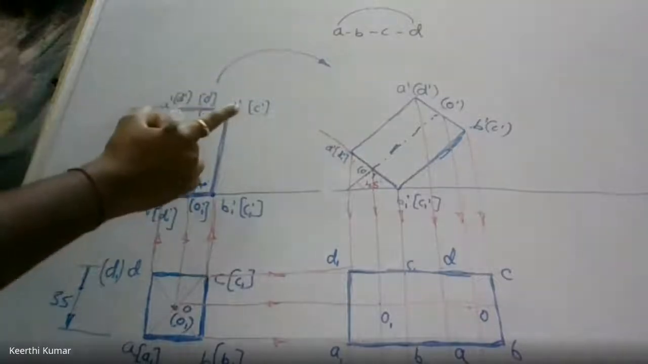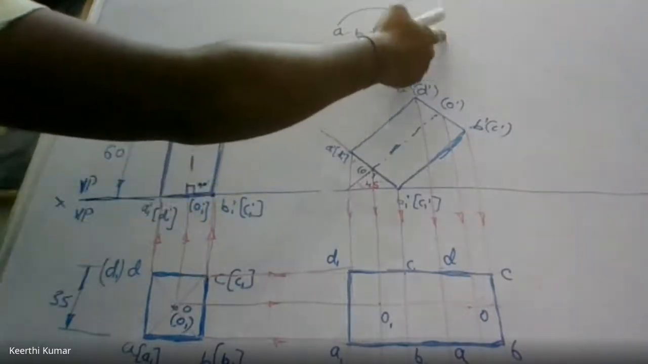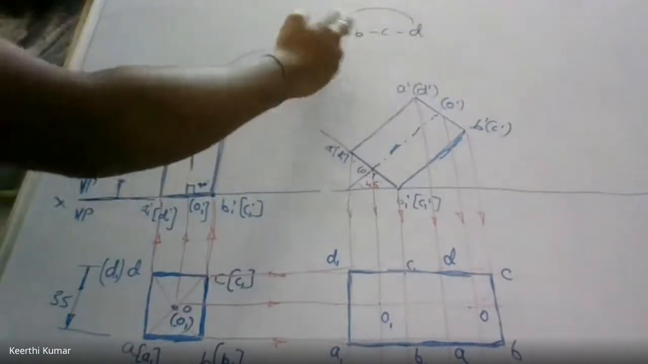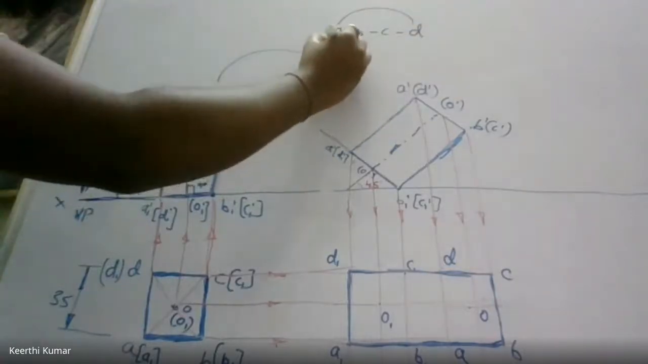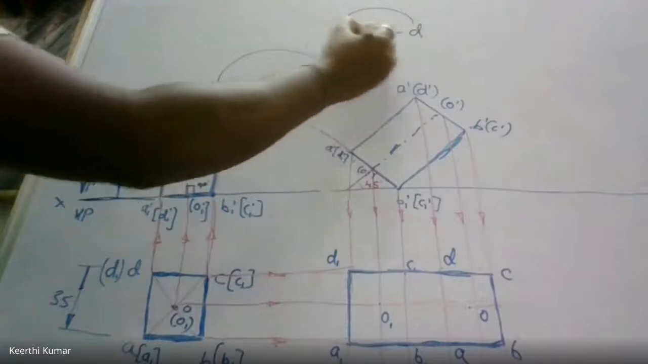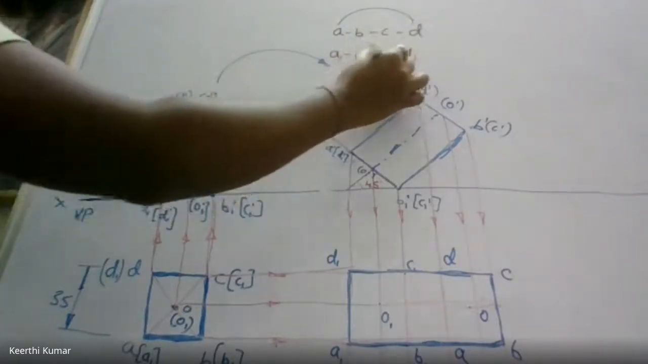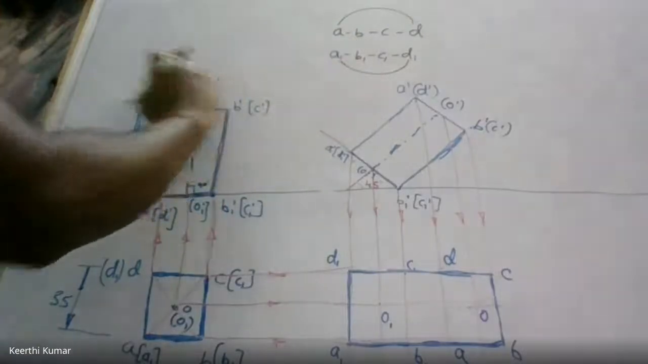If it is for square. If it is for pentagon, D to E, E to A. Like that. If it is hexagon, E to F, F to A, not D to E. Similarly, A1 to B1 should be connected always. B1 to C1 should be connected. C1 to D1 should be connected. Again, D1 to A1 should be connected.